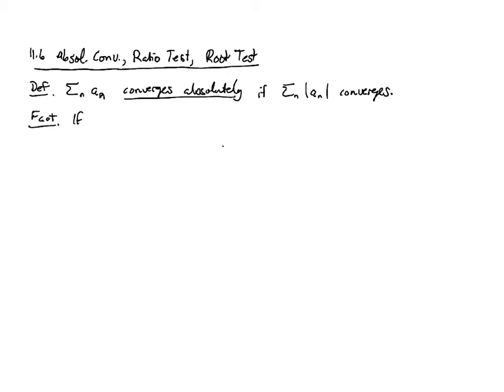that if you have a series that converges absolutely, then that series also converges. And this may look like a strange thing, right? It says that if the series of absolute values converges, then the original series converges as well. But the point is that sometimes absolute convergence is easier.